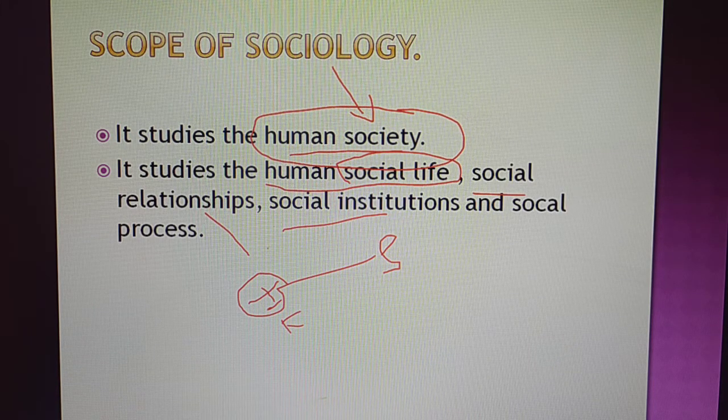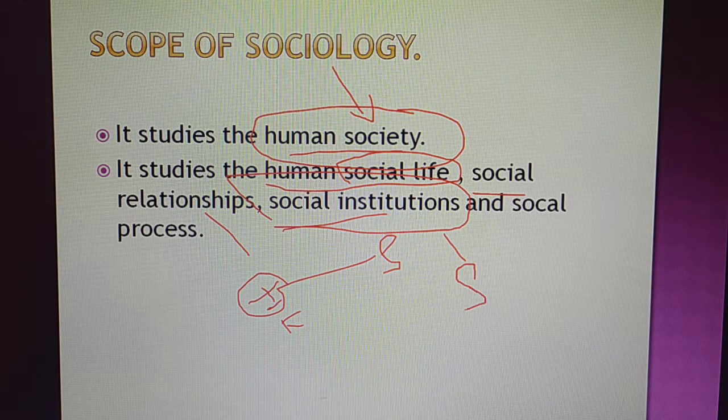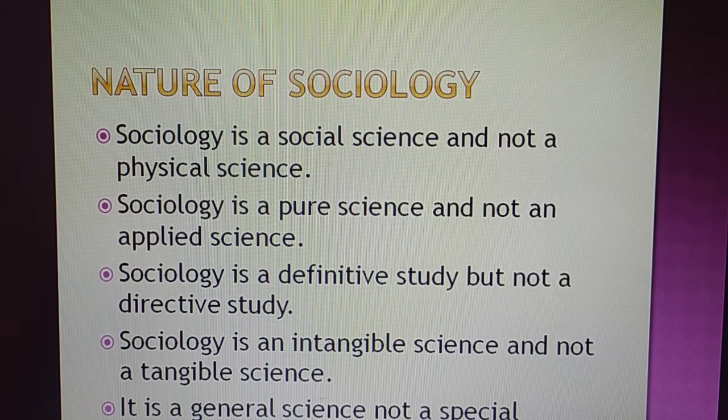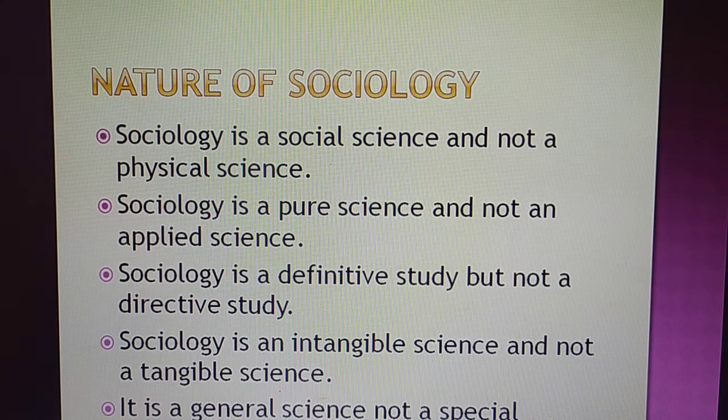Now let us understand that sociology also studies social institutions. Social institutions means, remember, that family is a social institution and society itself is an institution. These are the important aspects that are studied in sociology. Now move on to another aspect, the nature of the sociology subject: how sociology is studied and what is studied.